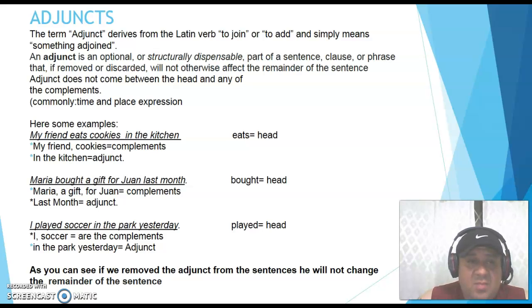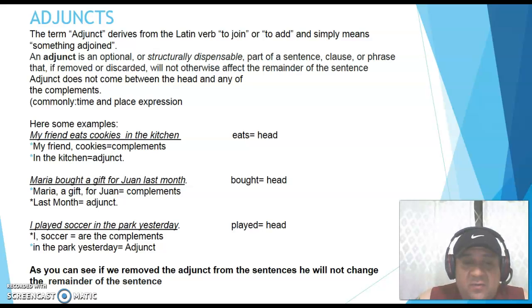For example, my friend eats cookies in the kitchen. Eats is the head, my friend and cookies are the complements, and in the kitchen is the adjunct. Maria bought a gift for Juan last month. Bought is the head, Maria, a gift, for Juan are complements, and last month is the adjunct. And I played soccer in the park yesterday. I and soccer are complements. Played is the head, and in the park and yesterday are the adjuncts.